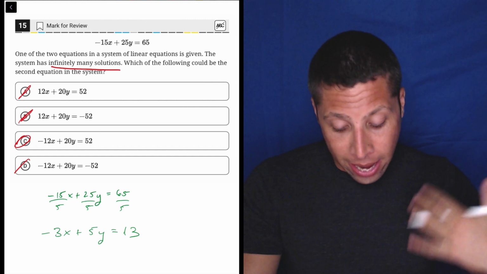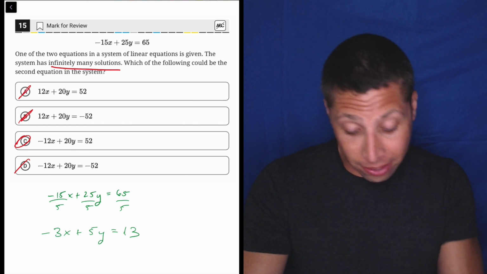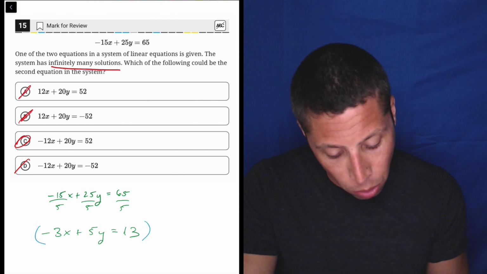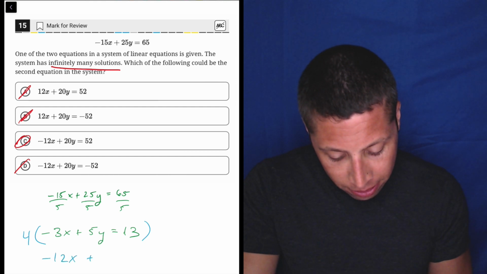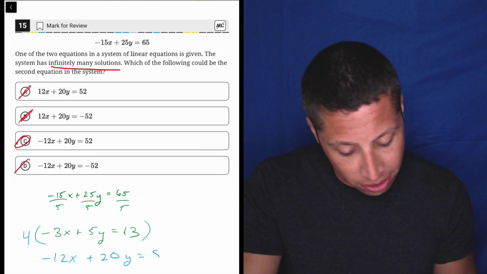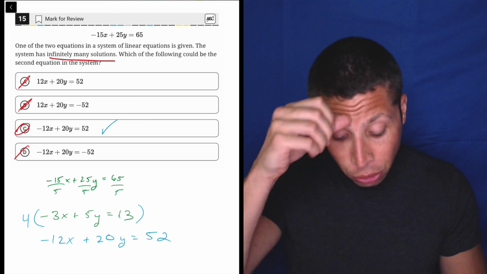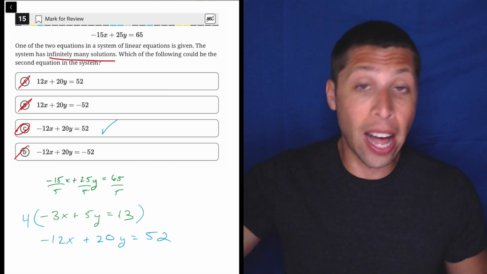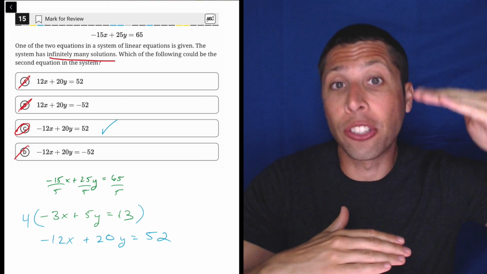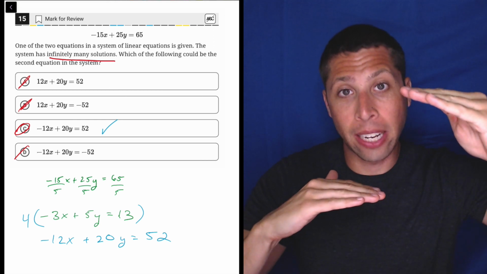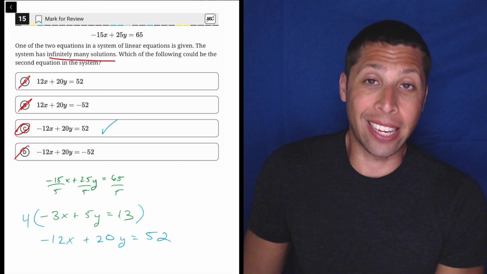That's our baseline. And now we ask, what could we do to that to make it look like some of these others? Well, I see the 12 and I'm like, okay, 3 times 4 is 12. So what if we multiplied by 4? We'd have to do it to all the pieces. And if we did, we'd get negative 12x plus 20y, and 13 times 4 is 52, which is exactly what we got in choice C. So there's my proof. It's unusual to me, having done a lot of these questions in the SAT, that we have equations where it's not obvious what the relationship is, the multiples. So we had to reduce one and then make it bigger again in a different way, but it's not that intensely mathematical.